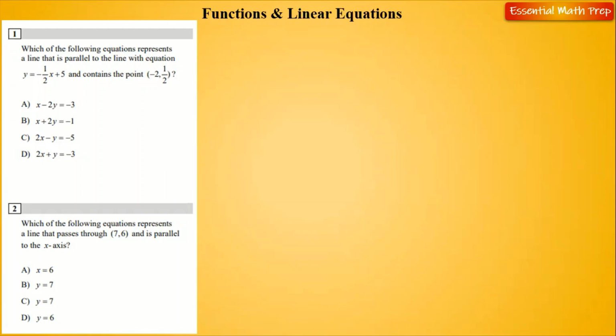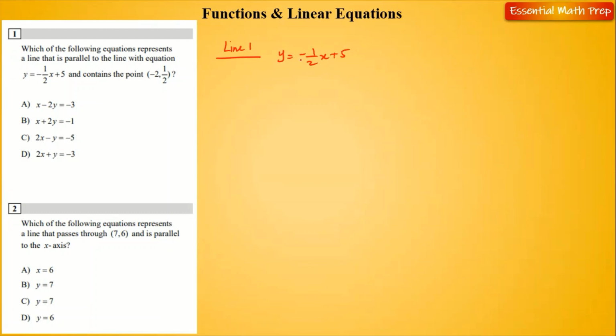Let's get started. You're told: which of the following equations represents a line that's parallel to the line with an equation of y equals negative 1/2 x plus 5 and contains the point negative 2, half? First, understand one thing. If two lines are parallel, then they share the same slope. So the first line, let's call it line 1, is y equals negative 1/2 x plus 5.